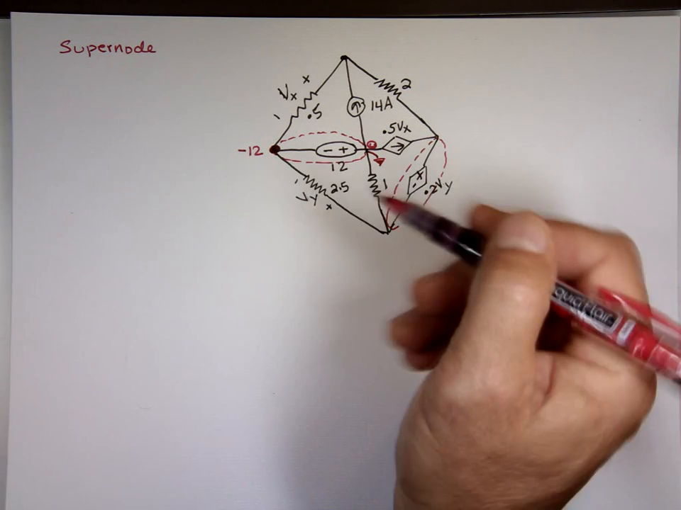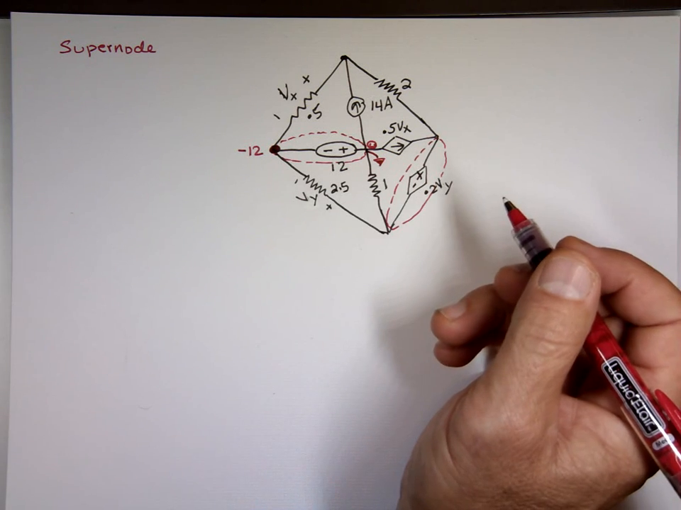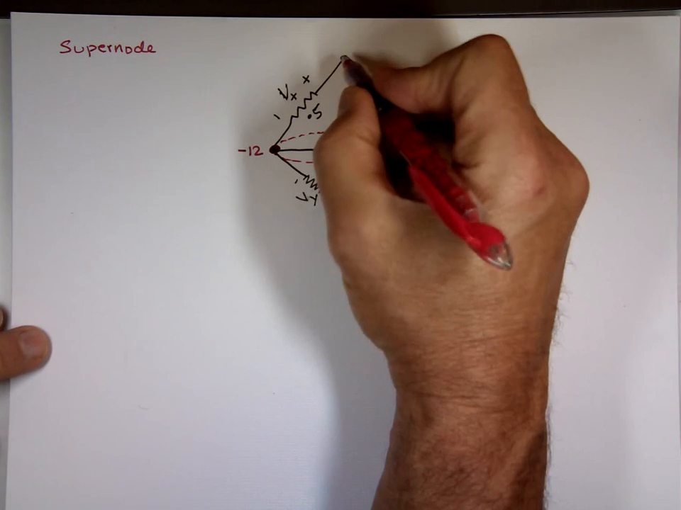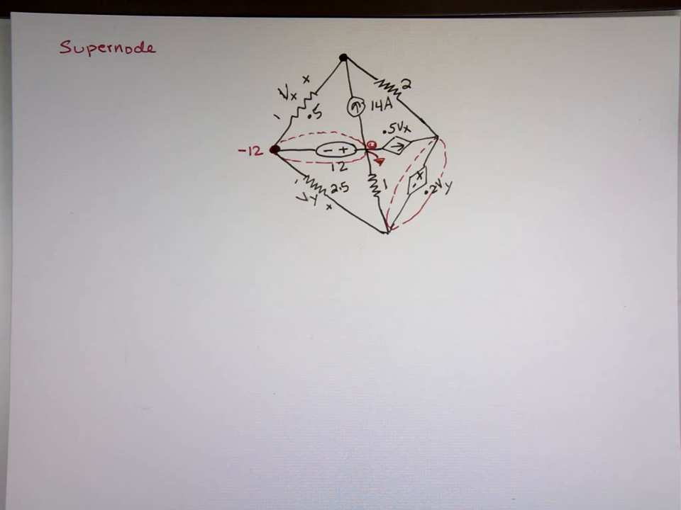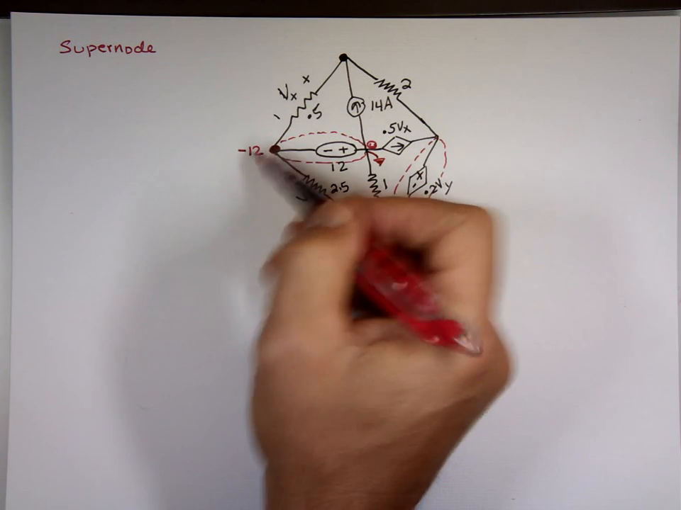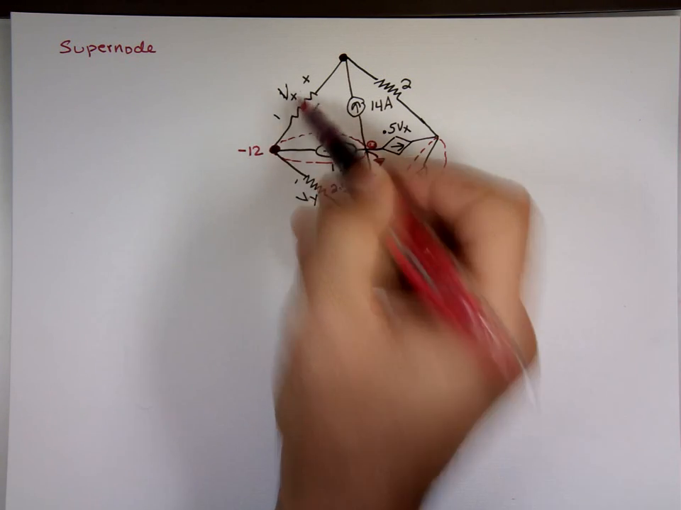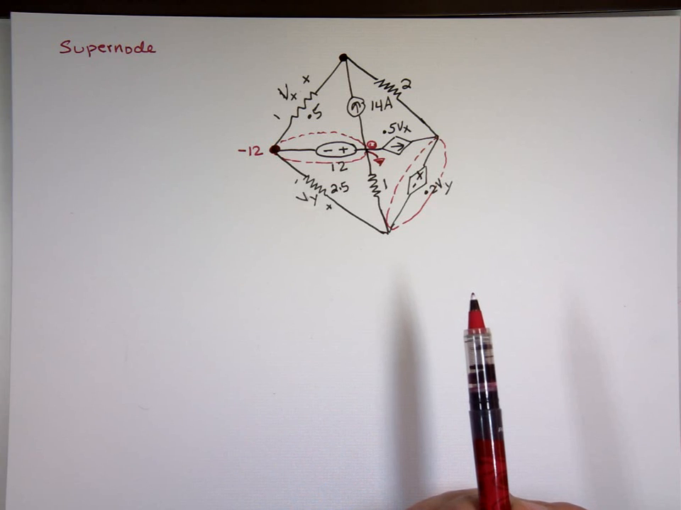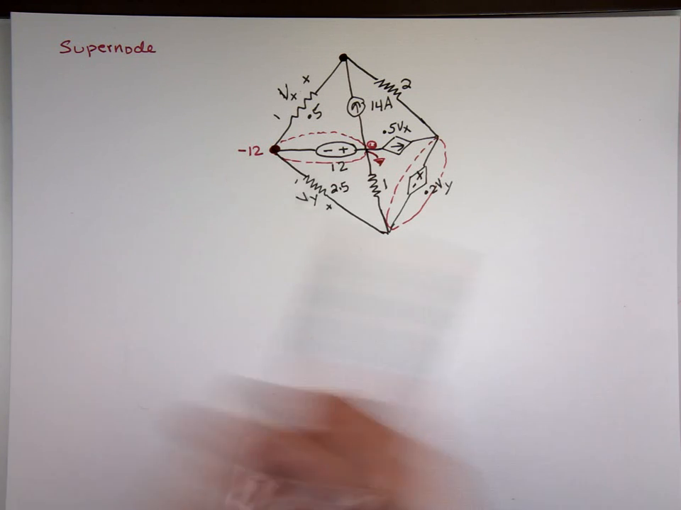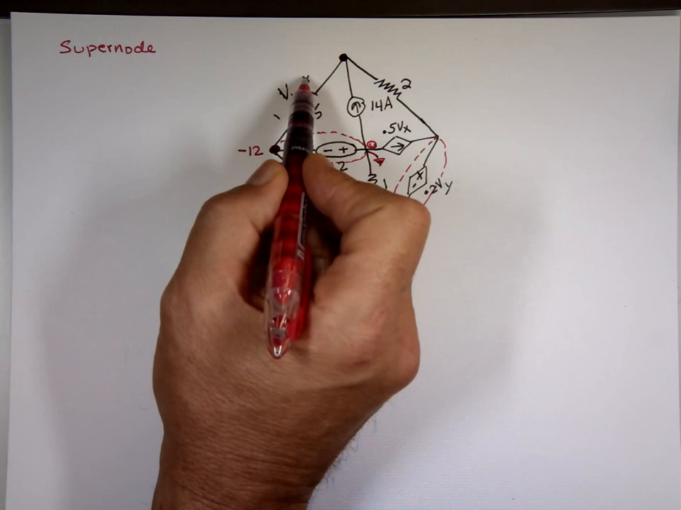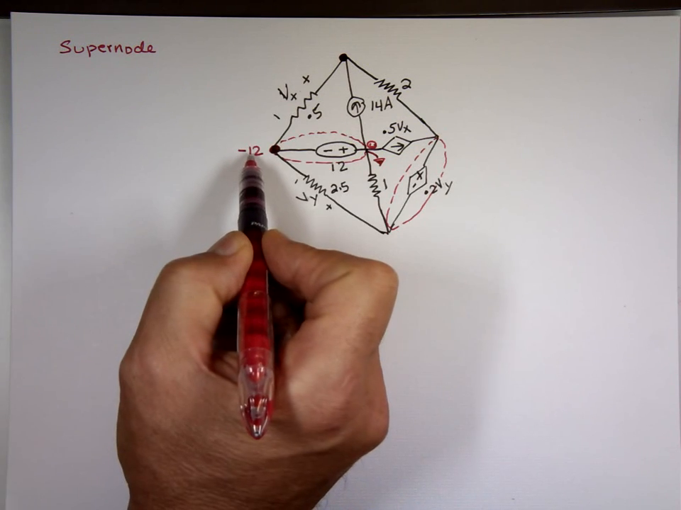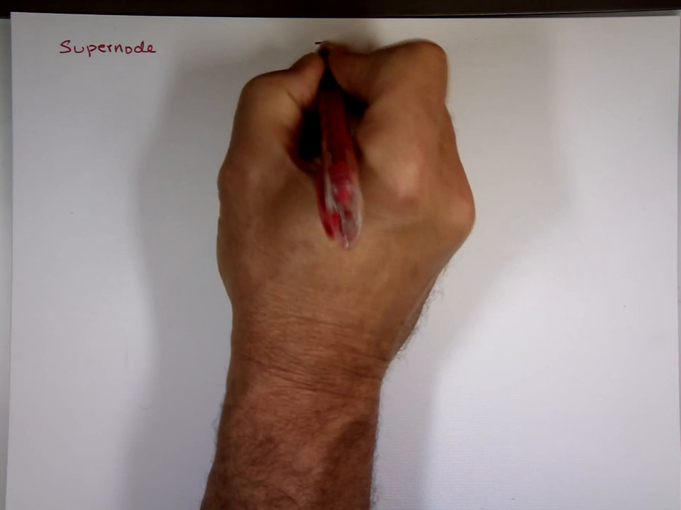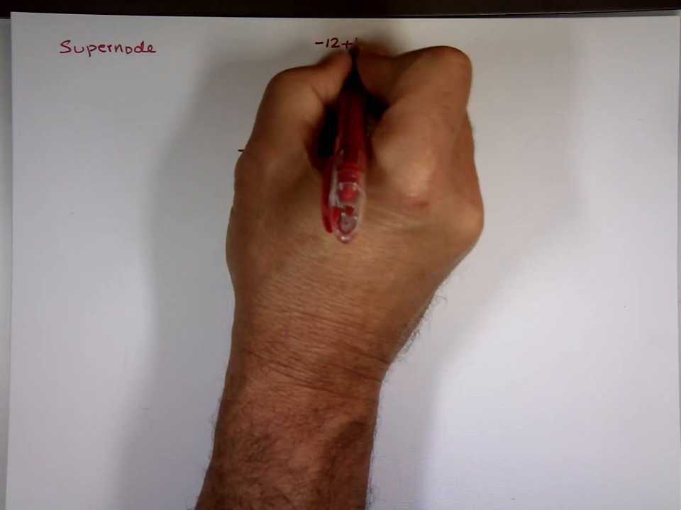Now, I can write them in terms of Vx and Vy if you want to. What do you think this voltage here is? If you want to write in terms of 12, this number and that value. Negative 12 plus Vx. It's plus on the top, minus on the bottom. That tells me this node is this much higher than this. So it's negative 12 plus Vx.